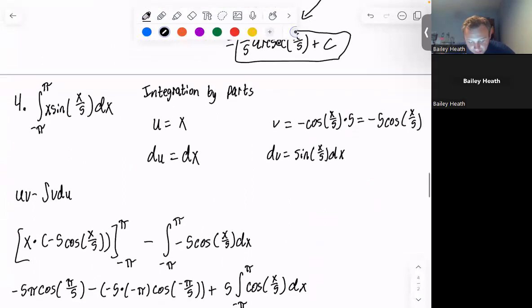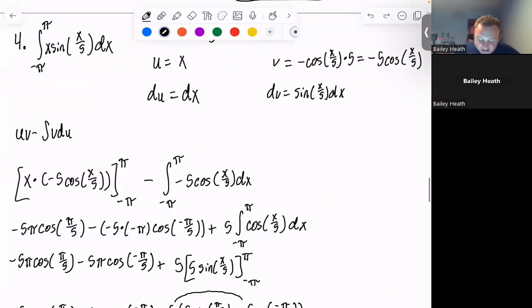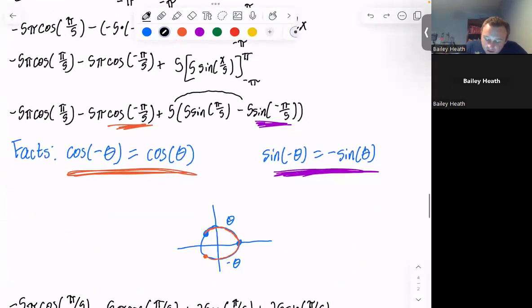Okay, so again, kind of big picture idea here. We wanted to do this integration by parts, and what I noticed was, hey, if I make my u x, then when I take du, I'm just going to get a constant, which is super nice. And that's what facilitated this whole thing. Then we used these trig identities.